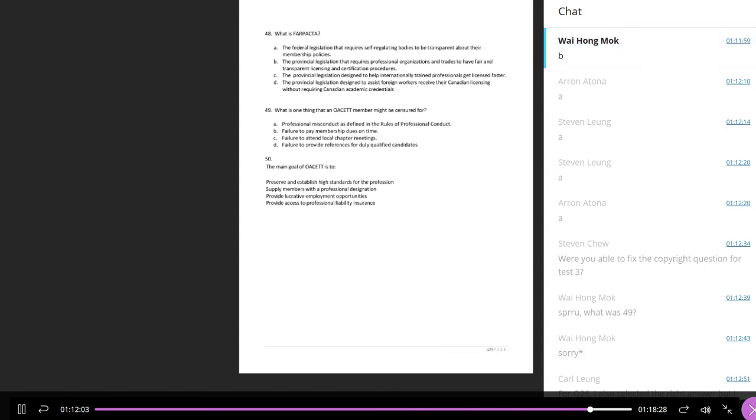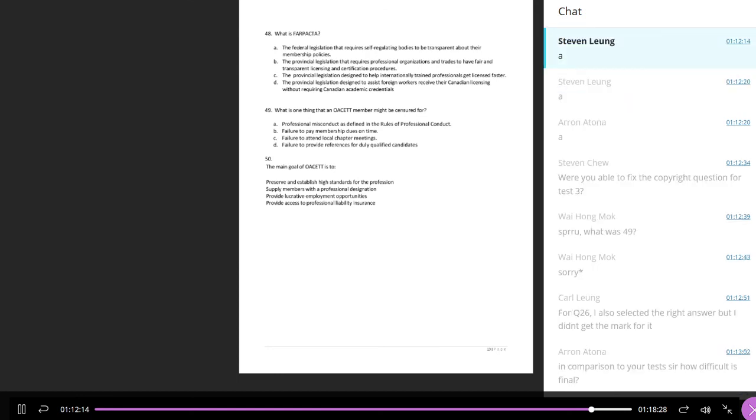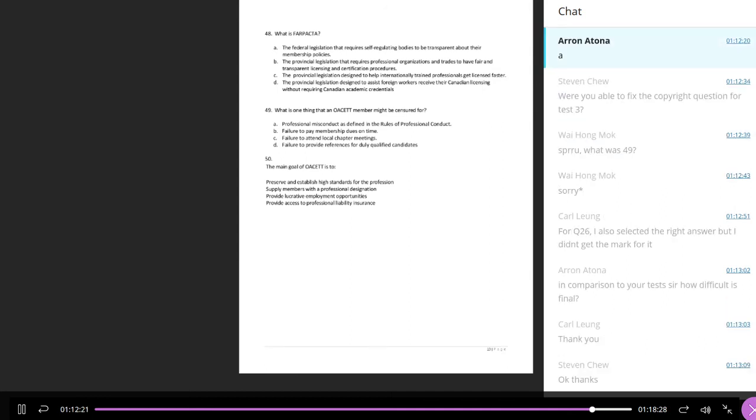49, what is one thing that an OSET member might be censured for? The answer here is A. And number 50, the main goal of OSET is? Right, to preserve and establish high standards for the profession. And that's the test. That's it. Any questions?